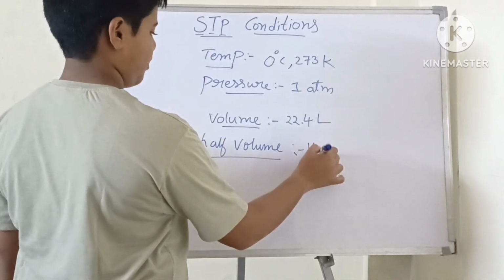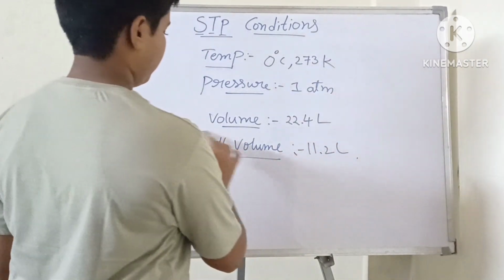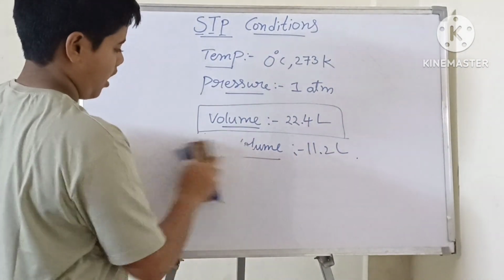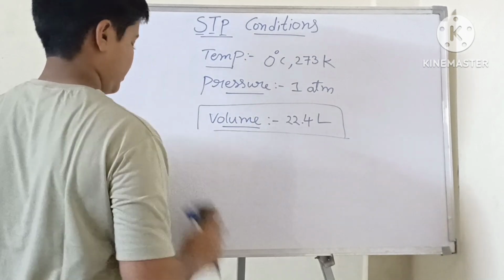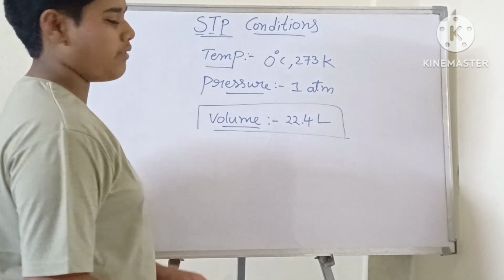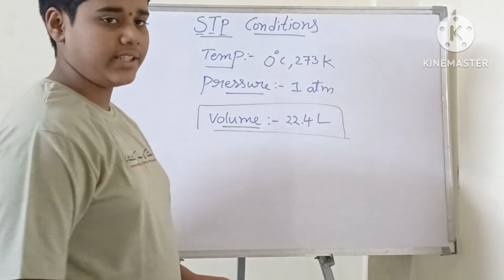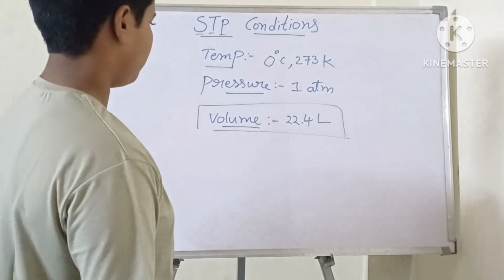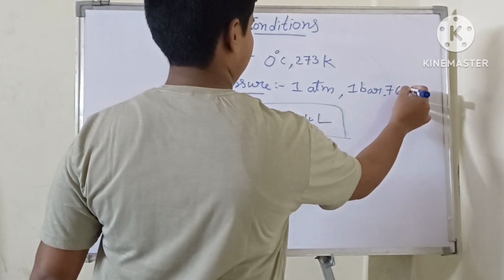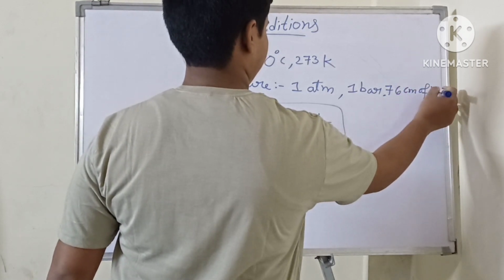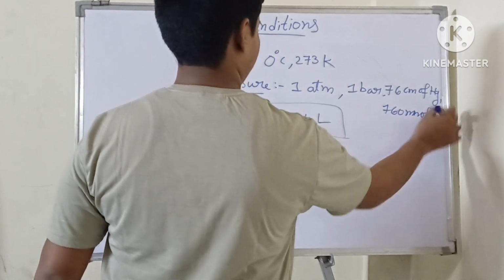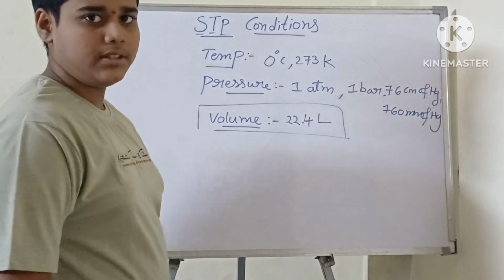half of the volume means 11.2 liters. Okay, no need of this half volume. So these are the STP conditions. Temperature means 0 degrees, 273 Kelvin. Pressure means 1 atm. Volume means 22.4 liters. Or here 1 bar or 76 centimeters of Hg or 760 millimeters of Hg. Okay. So these are the STP conditions.